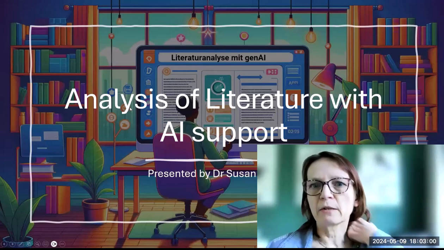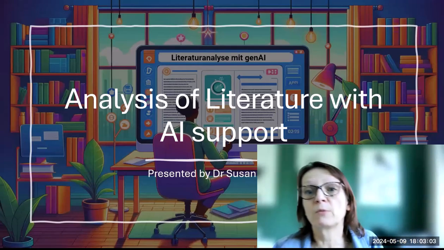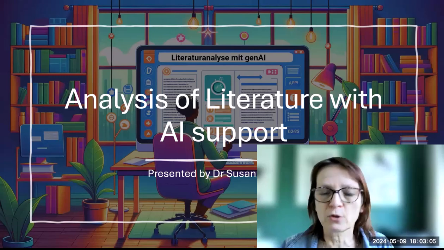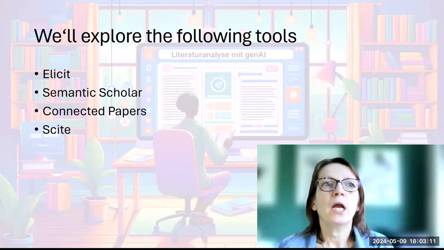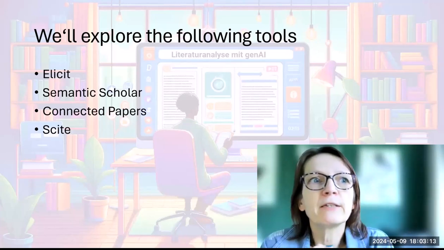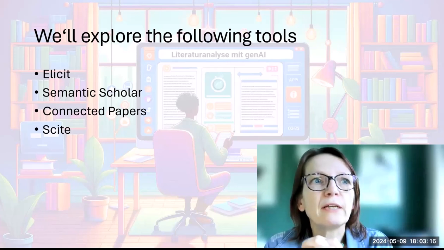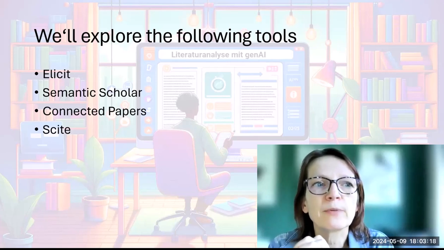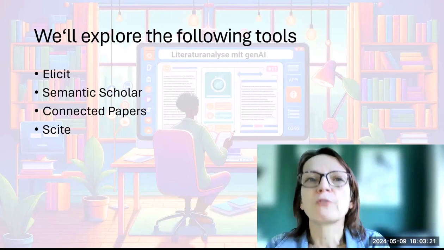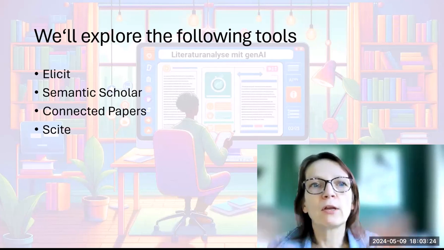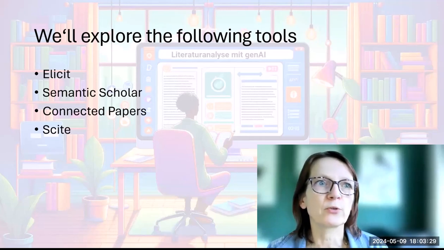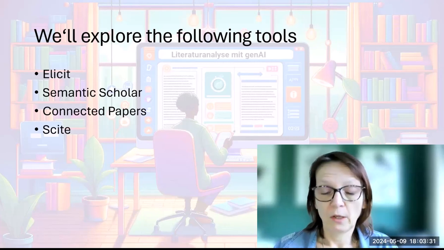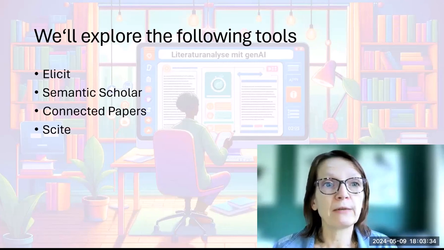So I just prepared a presentation just to give an overview of the tools that I'm going to discuss, and then we go live into those tools. So I selected from the available tools Elicit, Semantic Scholar, Connected Papers, and Scite, because they all do different things. And then you get a bit of a range of what is possible or what you need for your purposes, because it also depends on what your goal is with your literature review.